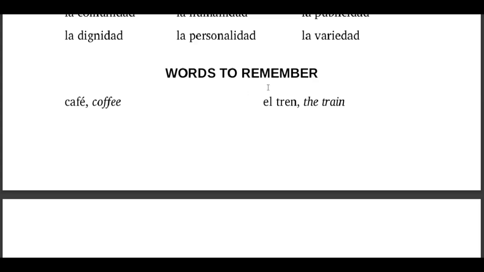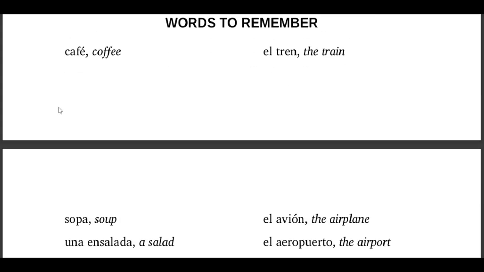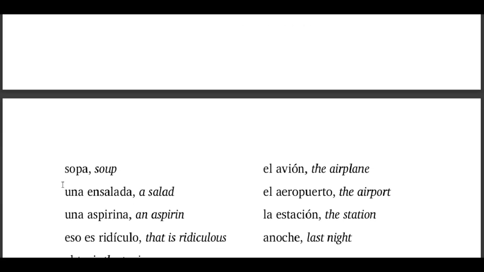So we have some words to remember. Make sure you take your notebooks and your pencils or your pens and write these words down. So we have café, which is Spanish for coffee. El tren, Spanish for the train. We have sopa, which is Spanish for soup.